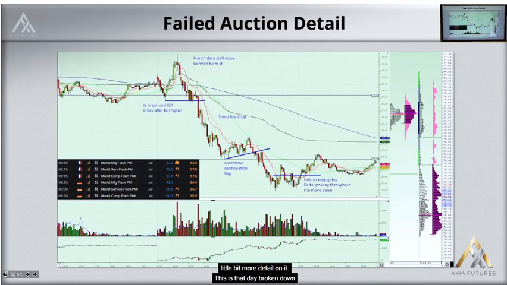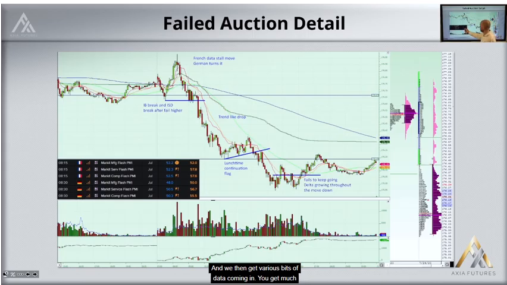And just give a little bit more detail on it. This is that day broken down onto a shorter time frame chart. So this is now onto a 5-minute chart. And what added to this was the data that comes out at the same time. And this isn't about trading data. This is about understanding the implications that data has for a move that you're looking at or looking for. So what we have here then is you've got that inside day type situation, and we then get various bits of data coming in.